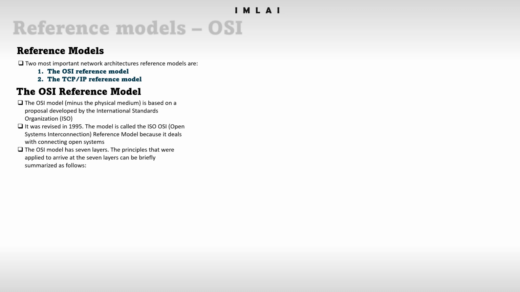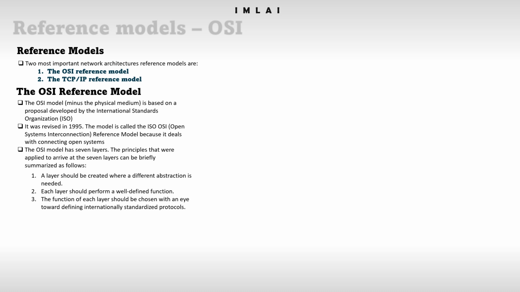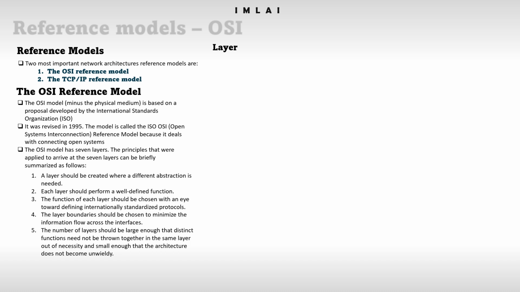The principles that were applied to arrive at the 7 layers can be briefly summarized as follows. The first principle is a layer should be created where a different abstraction is needed, and each layer should perform a well defined function. Third, the function of each layer should be chosen with an eye toward defining internationally standardized protocols. Fourth, the layer boundaries should be chosen to minimize the information flow across the interfaces. And fifth, the number of layers should be large enough that distinct functions need not be thrown together in the same layer out of necessity, and small enough that the architecture does not become unwieldy.